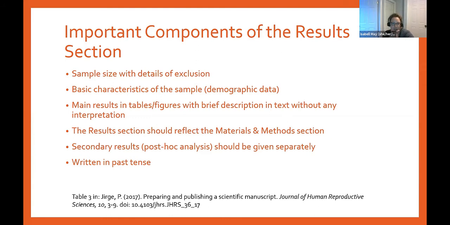The results section should reflect the materials and method section. So don't suddenly start writing about a result that you used a method for that you didn't explain in your materials and method section. There needs to be a very close correlation there. And then secondary results, post-hoc analysis should be given separately depending on the design of your study. And it's written in the past tense.